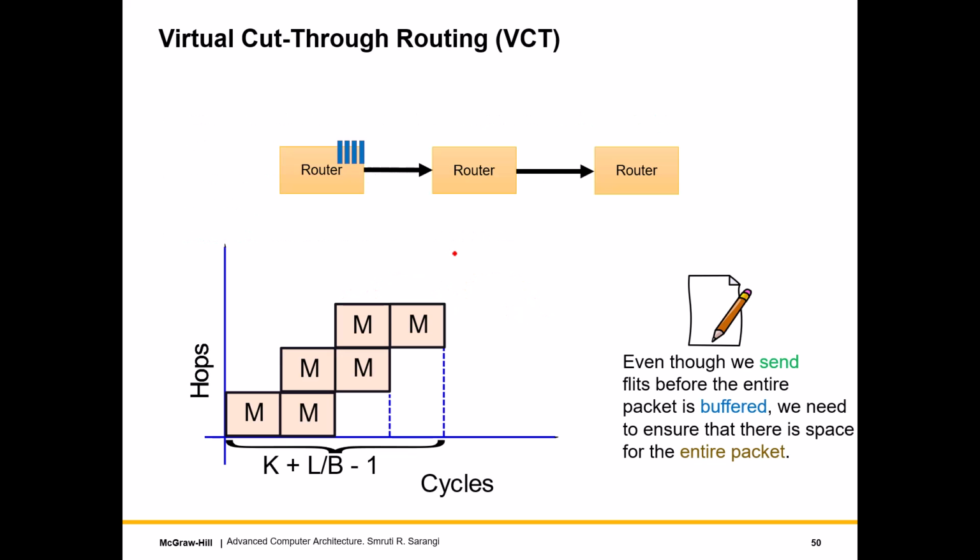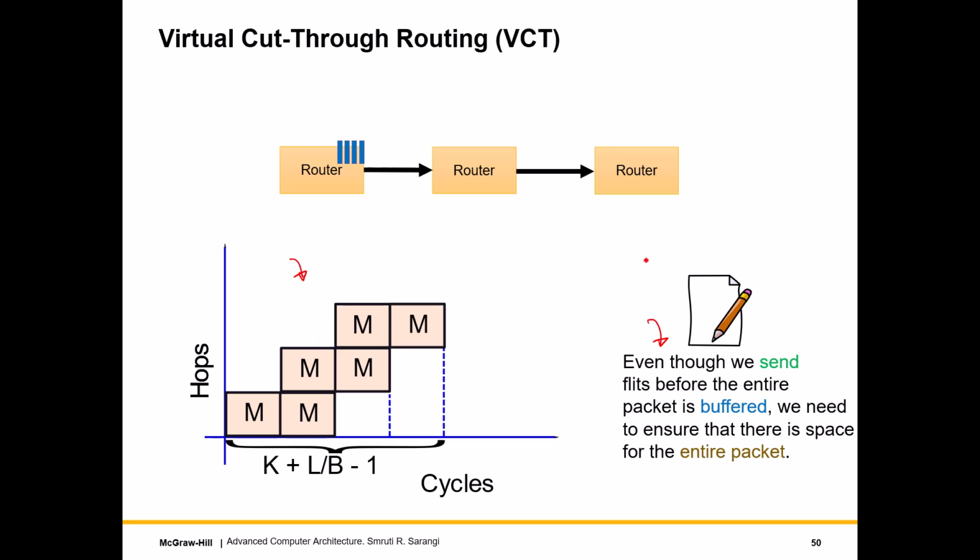So then we have virtual cut-through routing or VCT. Even though we send flits before the entire packet is buffered, we need to ensure that there is space for the entire packet, right? So VCT, the idea is the same, but there is one advantage over here over store and forward. Let me first tell you what is common. What is common is this part, something that I just said, and what is different is basically this diagram, which again we will look at.